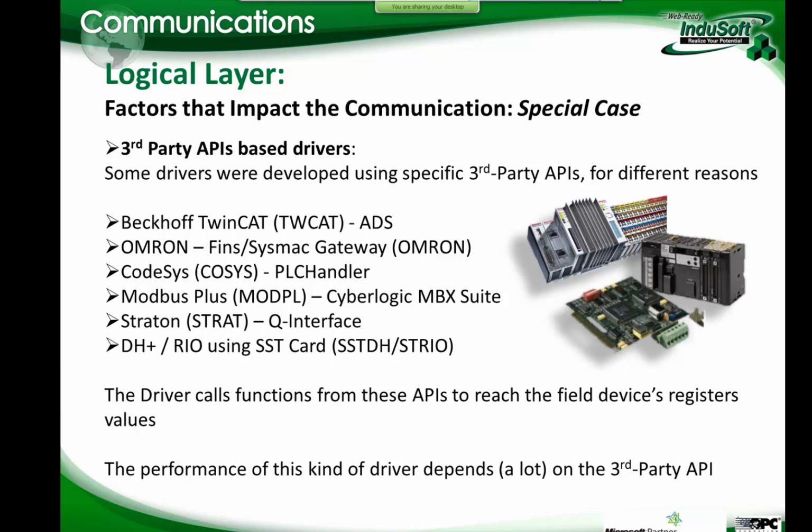Okay, and when you talk about specific third-party APIs, we have, for example, the driver for Beckhoff TwinCAT, where we use the library from Beckhoff called ADS, which is an extremely fast library. It's one of the best performances you can get. So with that library, when we wrote the driver, we limited it to a max of 512 variables per message. But it doesn't matter if you have real, integer, or double integer, the performance is going to be really fast. For Omron, we have drivers that use either FINS or the newer Sysmac Gateway, which is also a very good communication.